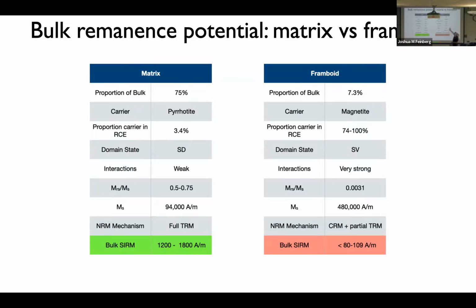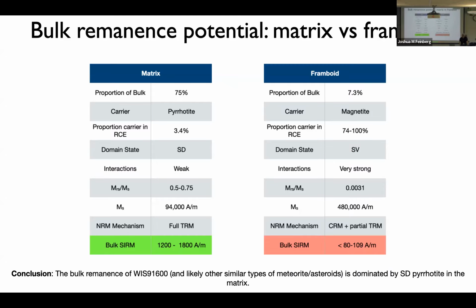And if you compare that, you do the same for the framboids, which are these seductively beautiful things. 7% of your sample is framboid, but its remanence-carrying potential is negligible compared to the matrix, right? And mainly because of this micromagnetic simulation that tells us these things do not hold remanence. They disorder very quickly. So I'll finish there.